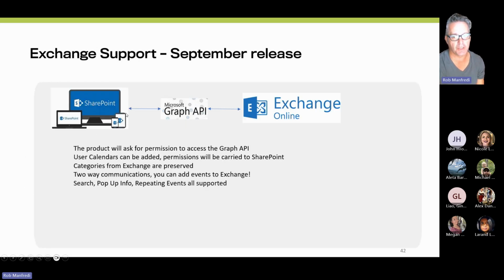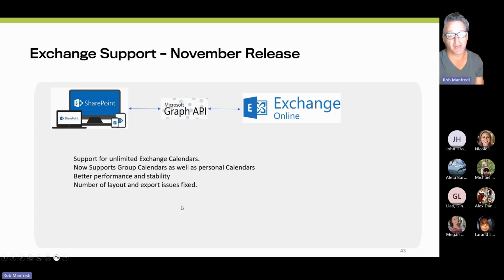So this allows us to tunnel again through the Graph API and grab calendars from Exchange and display them in SharePoint. Not only can we show that data, but it is two-way communication. So you can actually create events or edit events that are in Exchange from SharePoint. And they look just like calendars that were within SharePoint. So a single unified view.